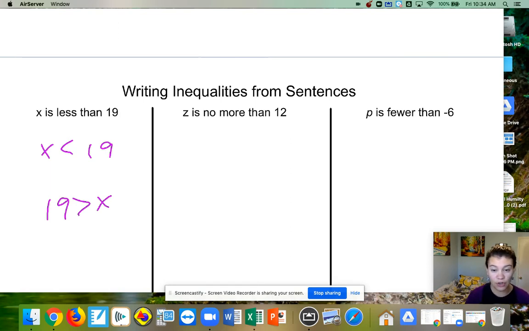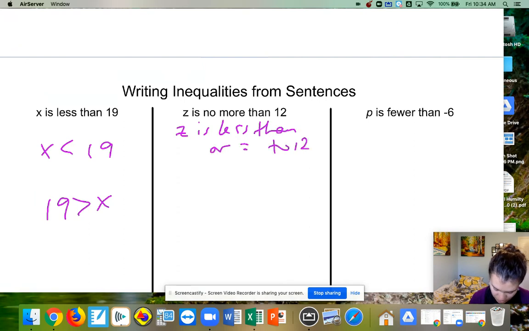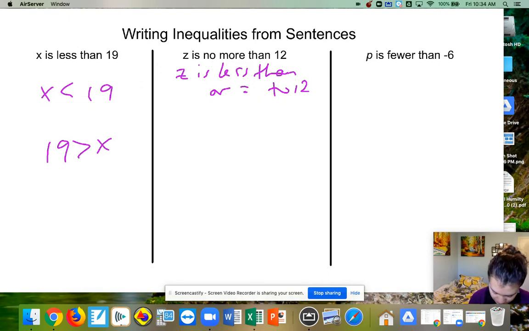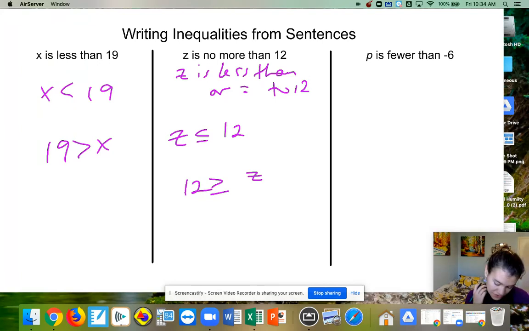The next one said z is no more than 12. So that's saying you can start at 12, but you can't be any bigger than 12. So you could also say z is less than or equal to 12 if you were going to rewrite this sentence. So z would be less than or equal to 12, or you could say 12 is greater than or equal to z. If you switch the numbers and the sign, it means the same thing. This last one is p is fewer than 6. So you can get p is less than negative 6. And you could switch it and do it the opposite way as well.